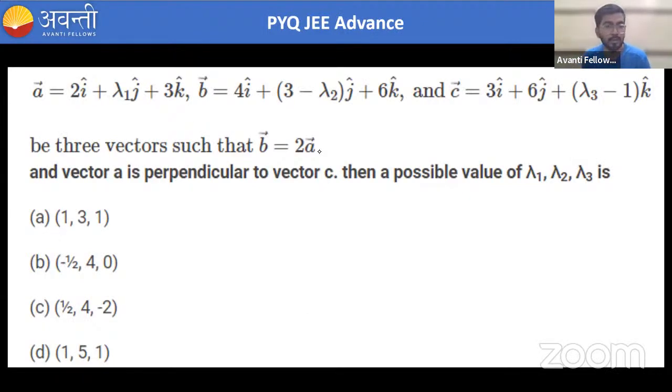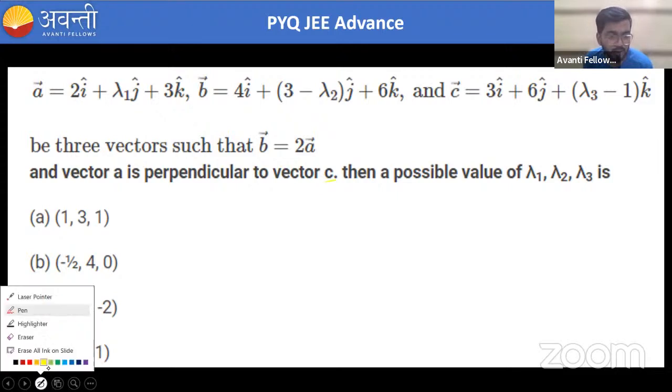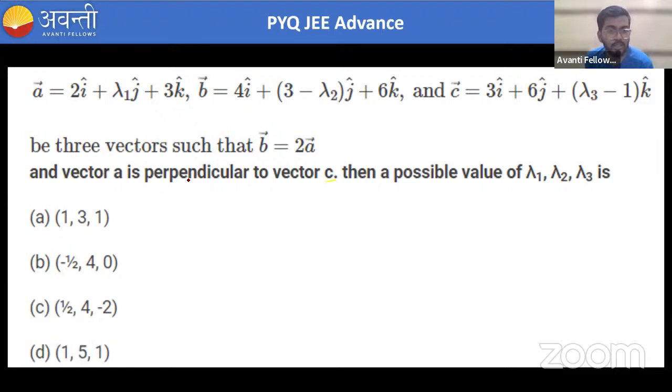Now, A bar, B bar, and C bar are three vectors such that B bar is equal to 2A bar and vector A bar is perpendicular to C bar. Okay. So what this question is saying is that two relations are given to us. First is that B bar is compared with A bar, and then A bar is perpendicular to C bar.